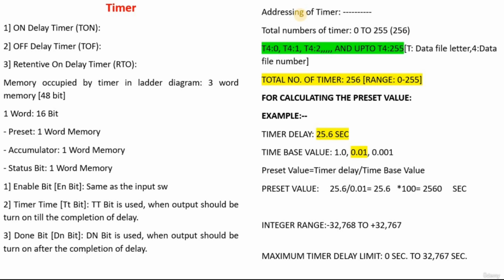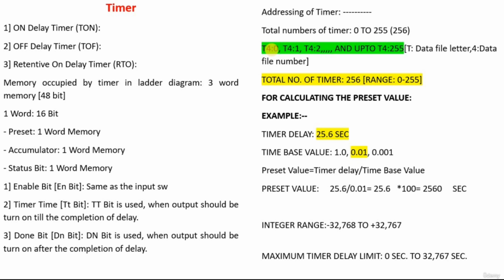Now here we have 256 timers, and the range of these timers is 0 to 255. Here the addresses are given as T4:0, T4:1, and up to T4:255. T means timer, and 4 means the data file number. In the programming I will show you the location of the timer data file. It comes at the 4th place. That is the reason the developer has designed the address of the timer like this. T4:0 means the first timer, because in Allen Bradley PLC we start the addresses from 0 only.